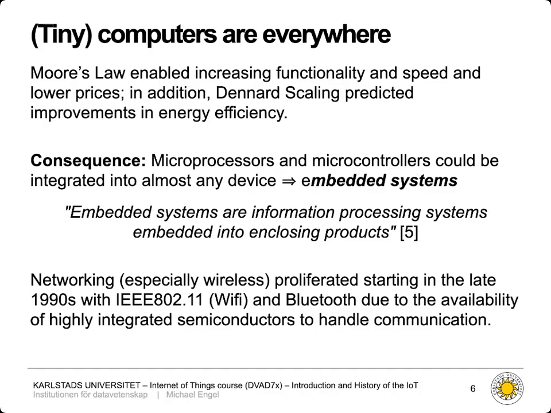The other important development is in networking. Networking, and especially wireless networking, proliferated starting in the late 1990s. We first had protocols like IEEE 802.11, which you probably know better as Wi-Fi or wireless LAN. We had Bluetooth, and this was also made possible due to the availability of highly integrated, complex semiconductors that were able to handle radio, communication, protocols, everything that mostly was not analog. And more recent chips also include lots of the analog parts of a radio for wireless communication.